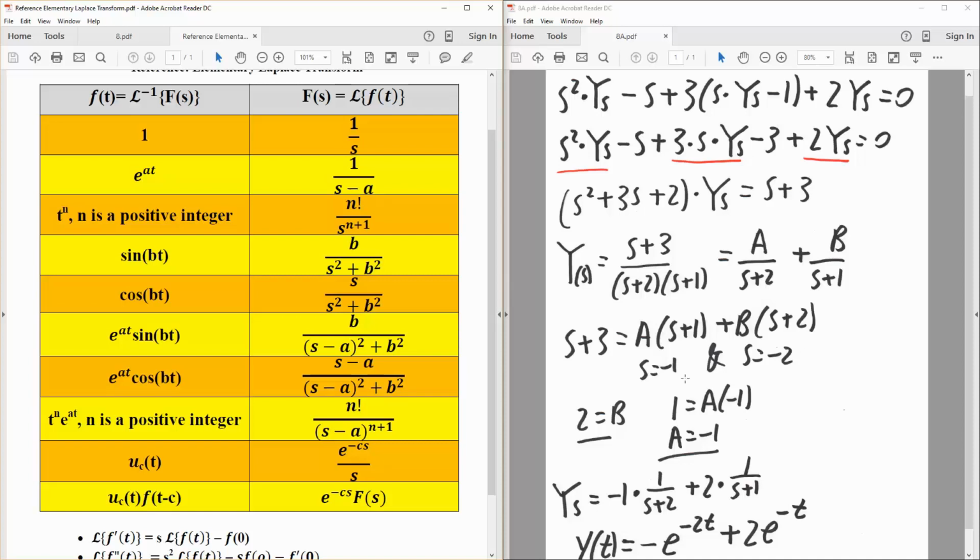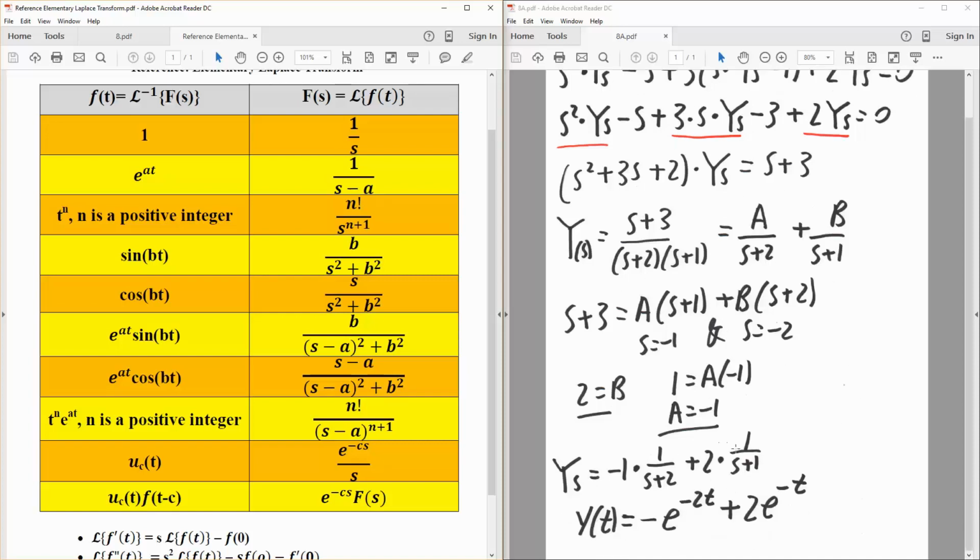If we say that s is negative 1 or s is negative 2, we can get A and B. If s is negative 1, we get negative 1 plus 3, so 2, is equal to B times (minus 1 plus 2), so we get B. So 2 is equal to B. Next we do negative 2. Minus 2 plus 3 is 1, is equal to A times (minus 2 plus 1). So A is equal to negative 1.